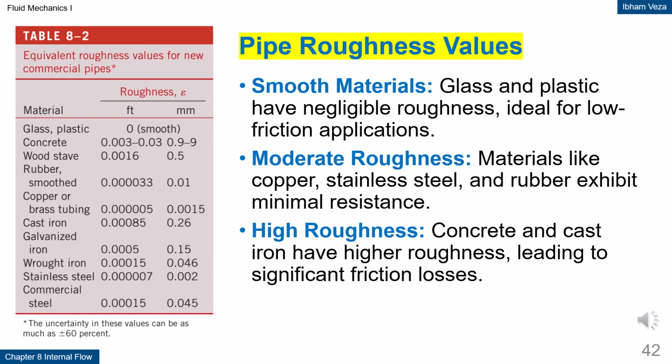Pipe roughness values. Each pipe material has a different level of surface roughness. Materials such as glass and plastic are considered very smooth and produce small friction losses. Materials like steel or copper have moderate roughness. Concrete and cast iron have much higher roughness and therefore increase energy losses. These roughness values must be considered in turbulent flow calculations.